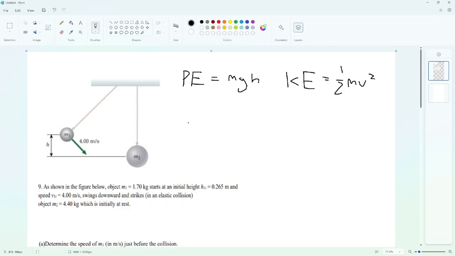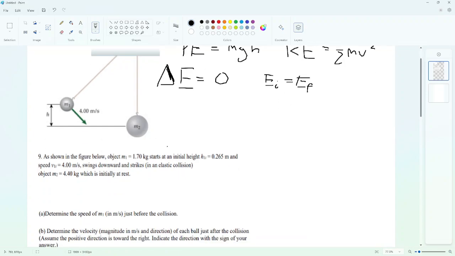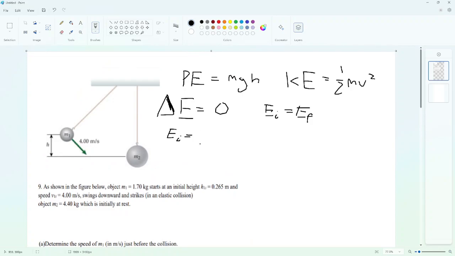Okay, cool. And another thing is, from here to here, the change in energy will be 0. So in other words, energy initial will be equal to energy final. So let's go ahead and see what we can do about m1. Let's find out what the energy initial is. The energy initial is going to be equal to, well, it's moving at the moment, so it has some kinetic energy, plus it has some vertical displacement.